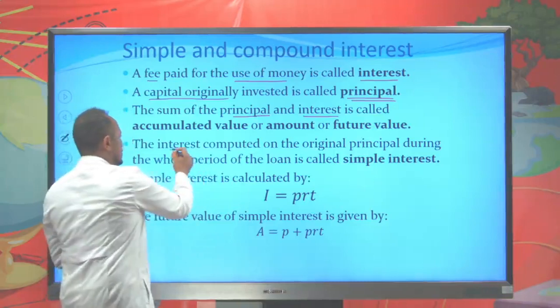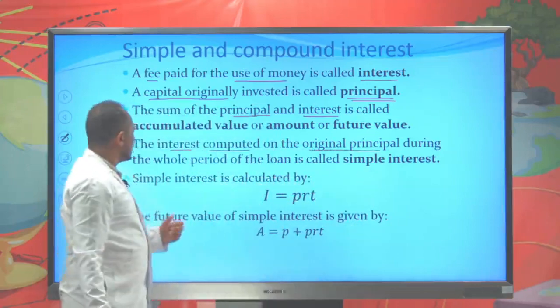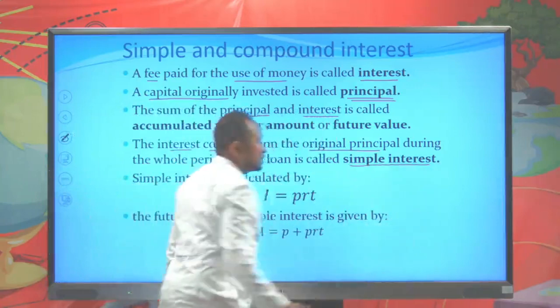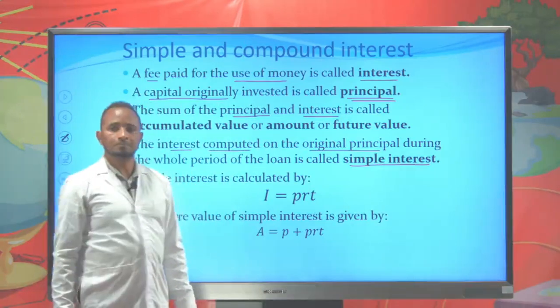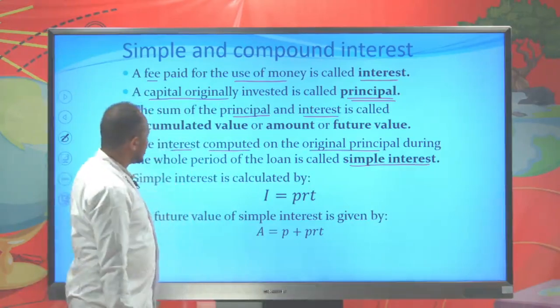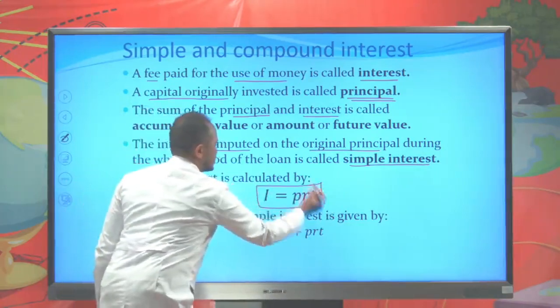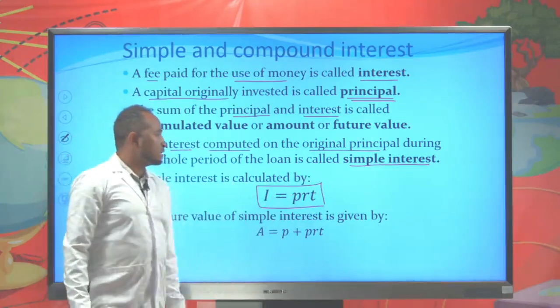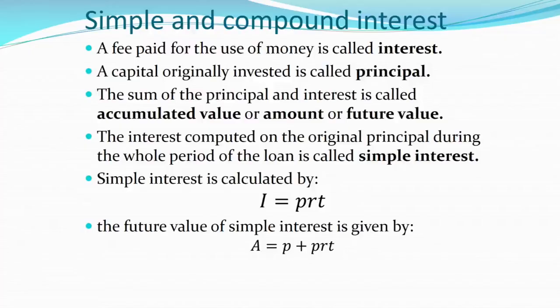The interest computed on the original principal during the whole period of the loan is called simple interest. Simple interest is interest which is paid only on the original principal. And this simple interest is given by this equation. Simple interest is equal to PRT, where P is the principal, R is the rate and T is the time length for which the loan is given.